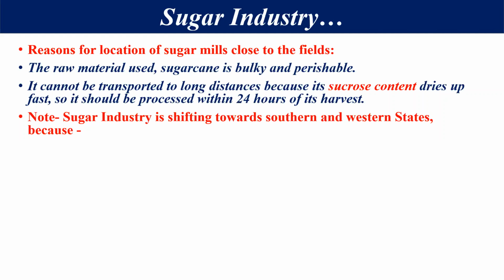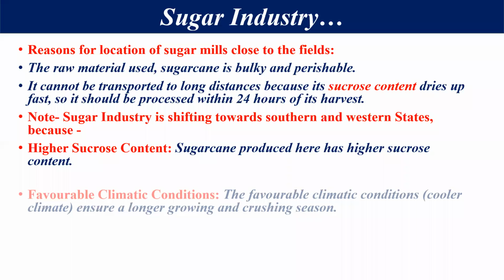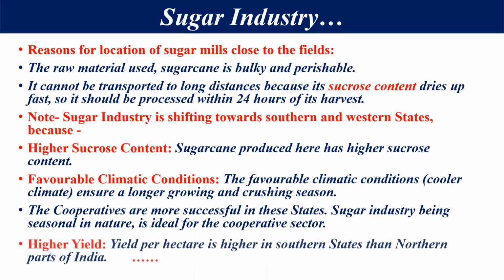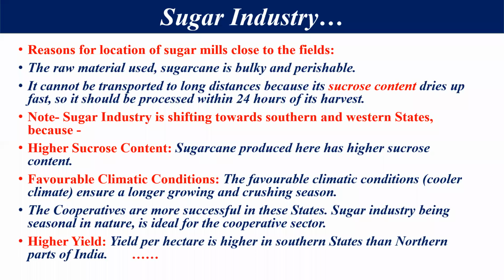This would be the most important question. If we think about the sugar industry, the most important question is that sugar industries are now shifting from the northern part towards the southern part. Why? We have to answer the question. Now this would be the most important. So let's discuss why. The first one is higher sucrose content. This would be the most important.